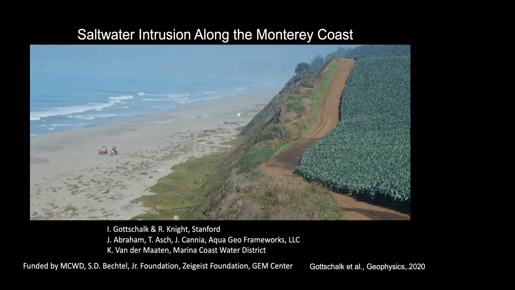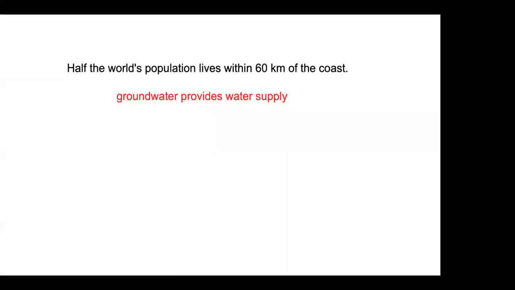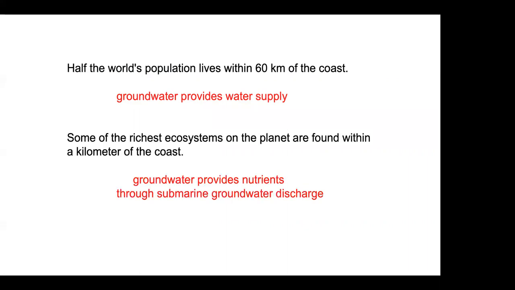This is a problem all over the world where we have coastal aquifers and half the world's population living within 60 kilometers of the coast. And for many of these people, groundwater is providing the water supply. And again, pumping groundwater draws in the ocean water. And on the other side, some of the richest ecosystems on the planet are found within a kilometer of the coast. So this groundwater, through submarine groundwater discharge, is supporting the functioning of coastal and marine ecosystems. So when we disrupt this balance, and now we have saltwater coming in instead of freshwater going out, not only is it making things very challenging for the humans who are trying to use the freshwater, it makes it very challenging for the ecosystems offshore who were previously dependent upon that supply of nutrients through submarine groundwater discharge.